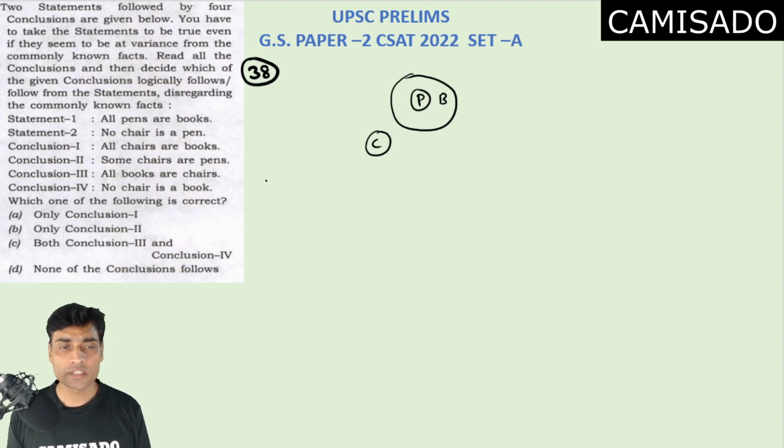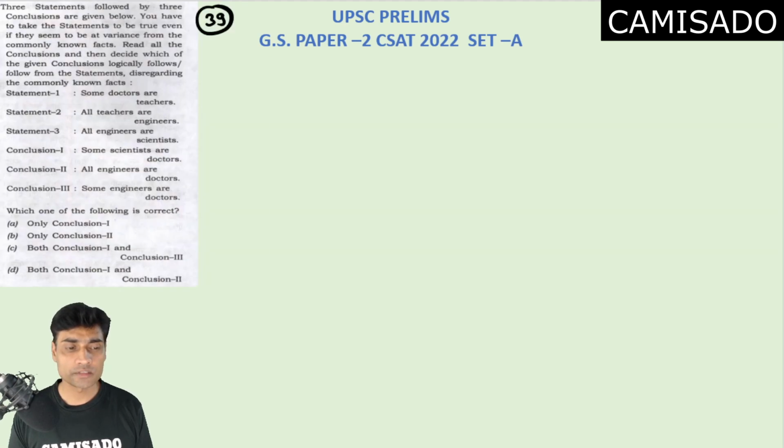Now the conclusions are there. All chairs are books? No, not possible. Some chairs are pens? Not possible. All books are chairs? Again, it is not possible. No chair is book? This may be correct, but according to the options, this one is wrong, this one is wrong, this one is wrong. So none of the conclusions follow. So D is the right option accordingly.